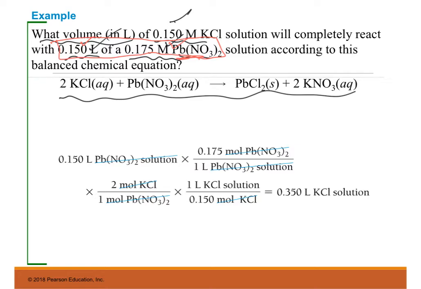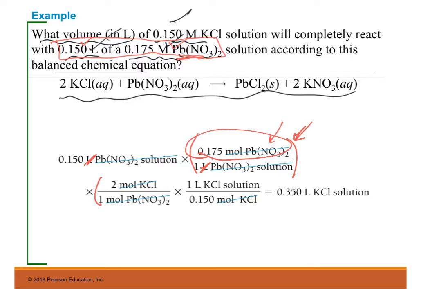So here we go. We're going to start with the 0.150 liters lead nitrate, and then multiply it by the molarity of lead II nitrate. Notice again, we are using molarity here as a conversion factor from liters of the solution to moles of the solution. At this point, if we were to stop, the units would be moles of lead II nitrate.